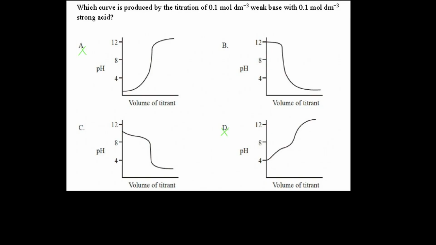So since our analyte is a weak base and it is getting titrated with strong acid, the correct option is option C. So the shape of the curve will be like this.